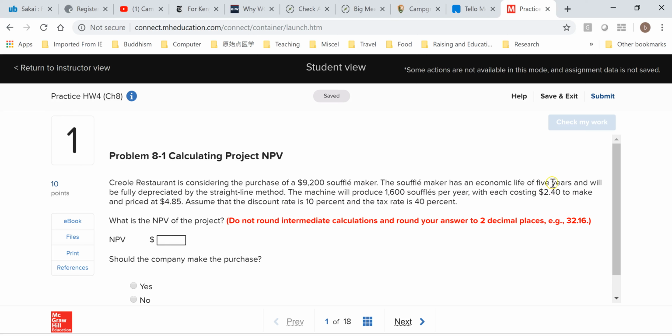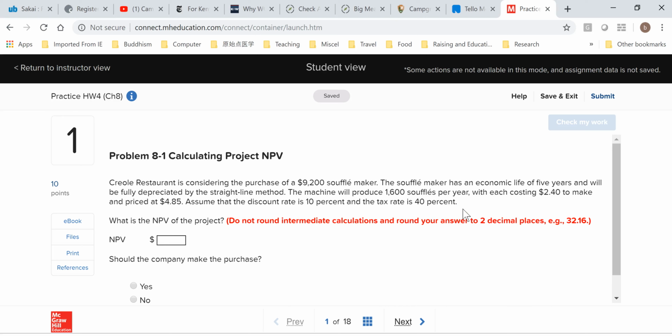And we should also consider the depreciation given the initial capital expenditure of this equipment. Assume that the discount rate is 10% and the tax rate is 40%. What is the NPV of this project? And the rounding requirement is very important. Do not round intermediate calculations and round your answer to 2 decimal places.